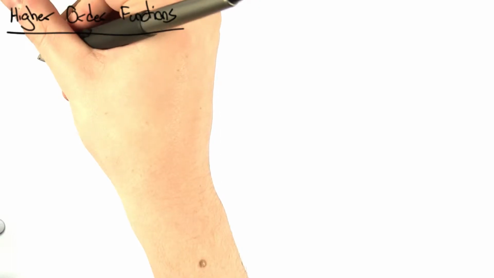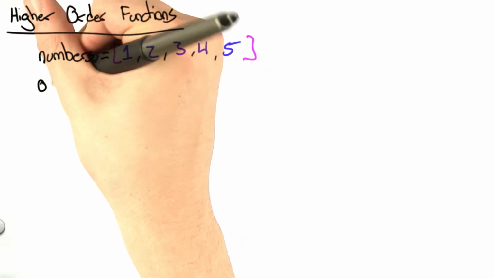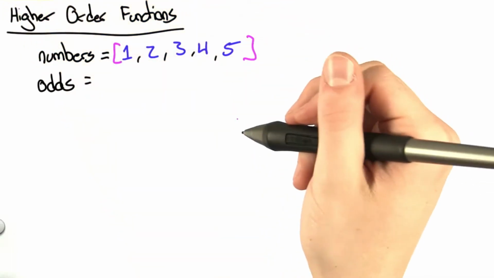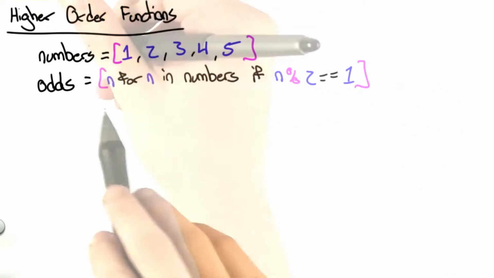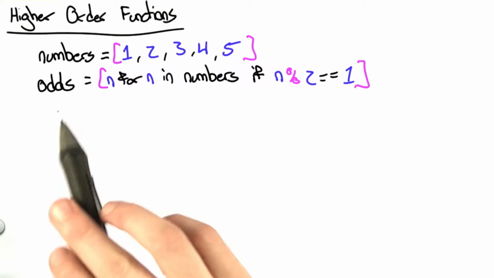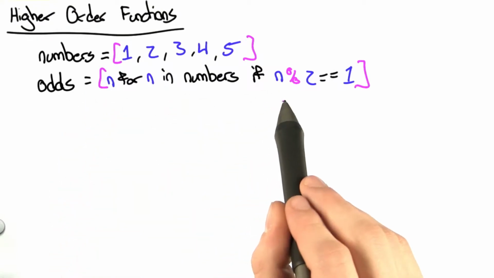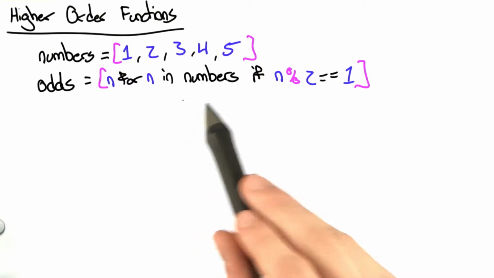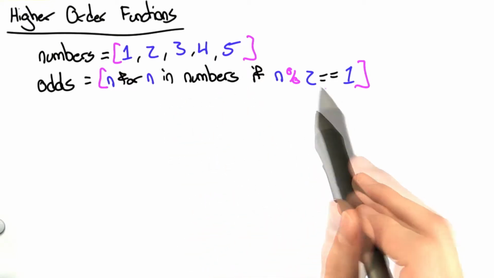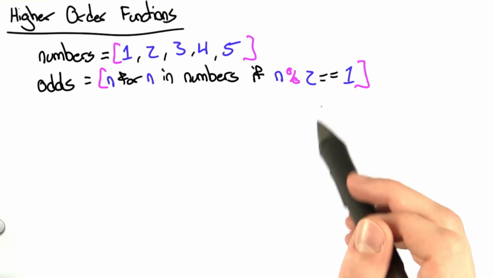Let's say we have a list of numbers, and we wanted to find the odd numbers in that list. One way to do this is to use list comprehensions, as we learned earlier in the class. Here, the list of odds is only going to be the values of n, where n is an element in numbers, and that n is odd, which is what this statement results in.